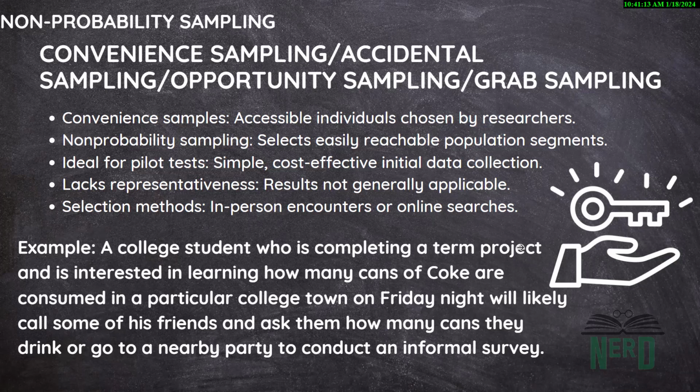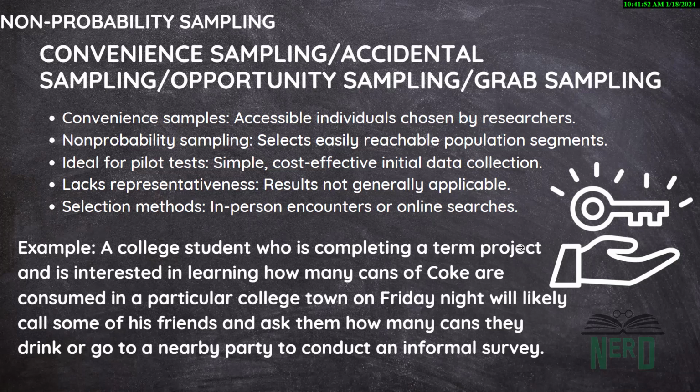Suppose you're a student curious about how many cans of Coke people drink on a Friday night in your school or in your college. You might just text a few friends or swing by a party to ask around. Easy, right? But here's the catch, because you're only talking to people you can easily reach, your findings might not represent everyone in your college. It's like trying to understand what's in the salad bowl by only looking at what's on the top. Sure, you'll get some insights, but they might not tell you the whole story.